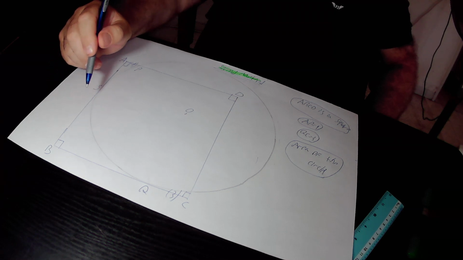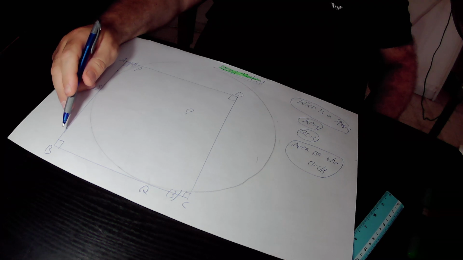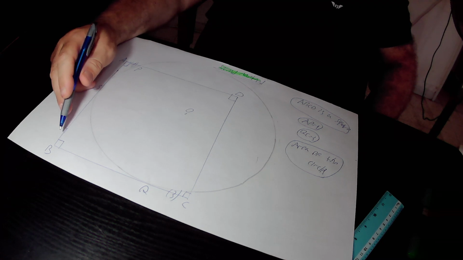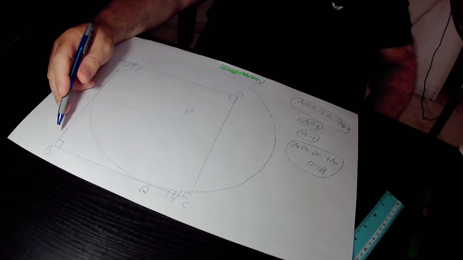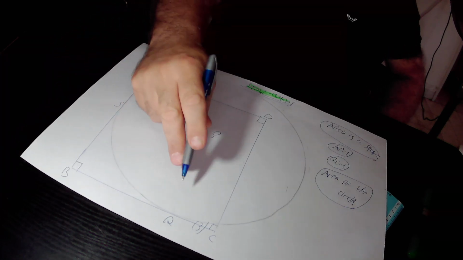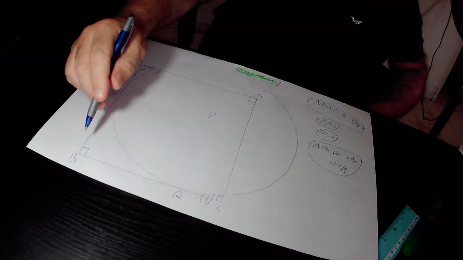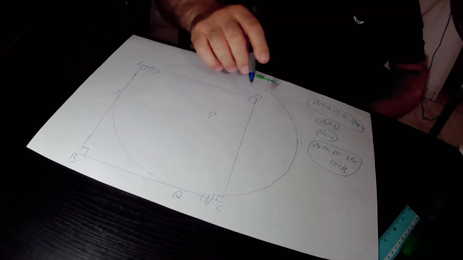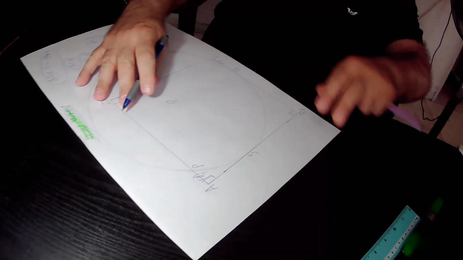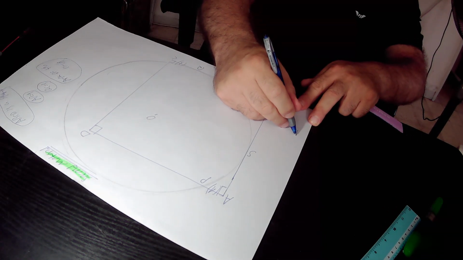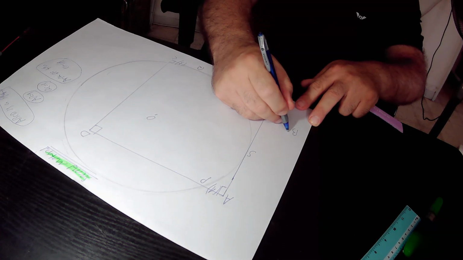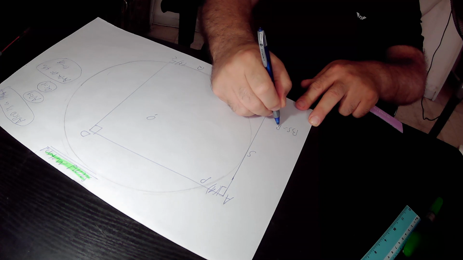So, from this common external point, point B, we have 2 tangents to this circle, tangent BS and tangent BQ. And according to rule 2, they are equal to each other. That is to say, BS equals BQ. According to rule 2, the length of tangent BS is equal to the length of tangent BQ.